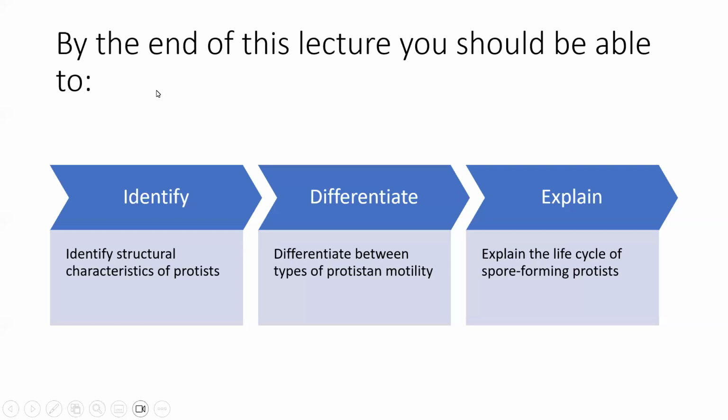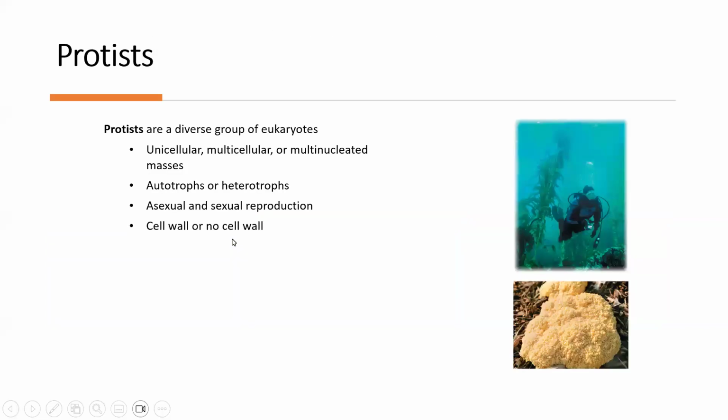All right. So start out with just talking about protists in general. They are a very diverse group of eukaryotes. There are unicellular, multicellular, and multinucleated masses. The multinucleated masses are something we're not going to talk much about, but they are a variation on multicellularity, where you have multiple nuclei, similar to your aseptate fungi.